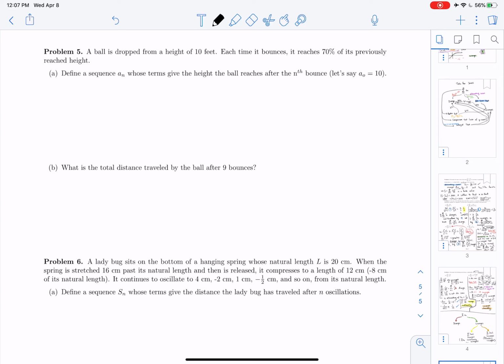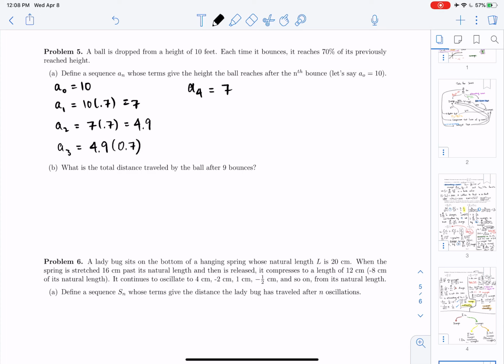Okay, so let's define a sequence, a sub n, whose terms are actually telling you what that height is. So I'm going to call A0 10 just because that's where you dropped it from. But then what's 70% of 10? It's 10 times 0.7, which is 7. What is A2? It's 7 times 0.7 because it's 70% of 7. That's 4.9. And then A3 is the previous height, 4.9 times 70%, right? Okay, so I'm not going to compute that, but are we seeing a pattern? Well, yeah, we could say that A4 would be 7 times 0.7 cubed because we've multiplied 7 by 0.7 3 times at this point. So the pattern here is that the nth time the ball bounces, it will be 10 times 0.7 to the n minus 1.